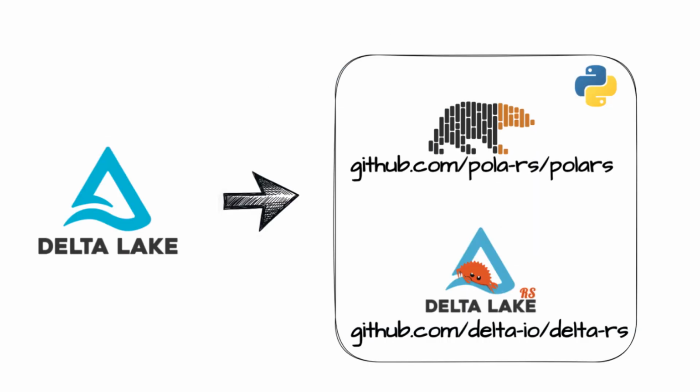Our dataset will be in Delta Lake format. To read it, we'll use two Python packages that are built with Rust under the hood: Polars, which is a blazing fast data frame package, and delta-rs, which simplifies reading delta tables without Spark.